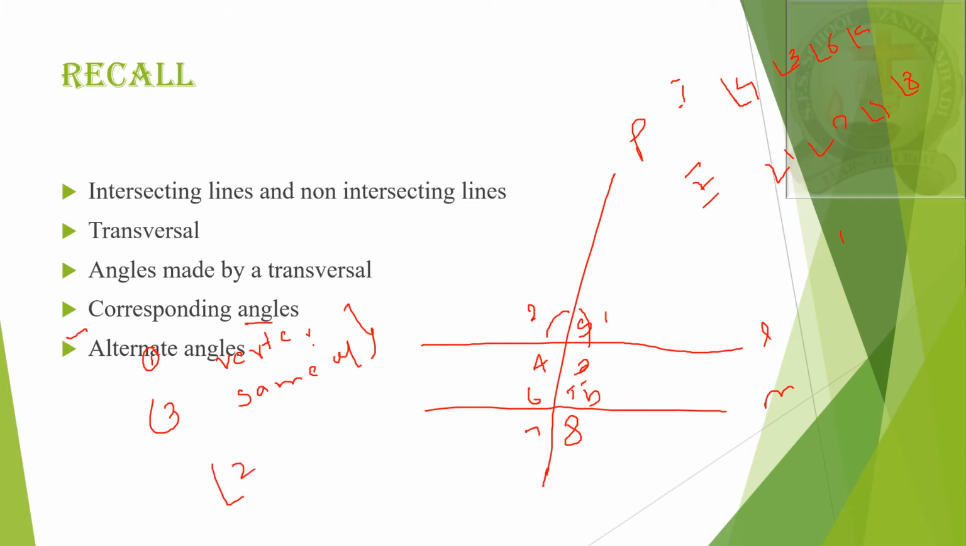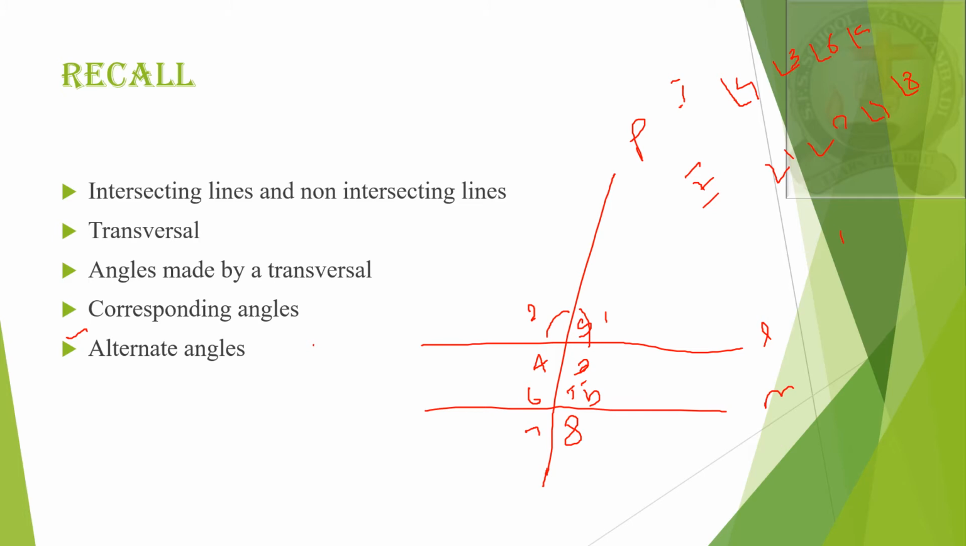Next, you might have guessed what the exterior angles are. Exterior angles are outside the lines L and M. So angle 1, angle 2, angle 7 and angle 8 are called the exterior angles because they lie outside the parallel lines. Now the question is, what are the alternate angles here? We are going to see alternate interior angles and alternate exterior angles.